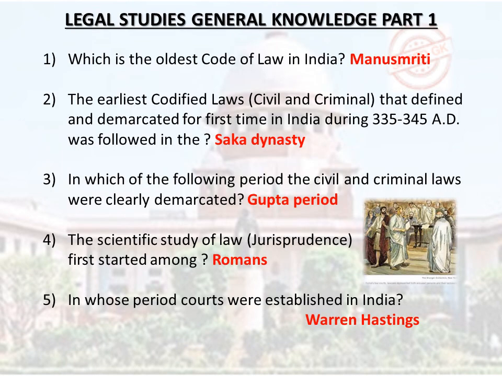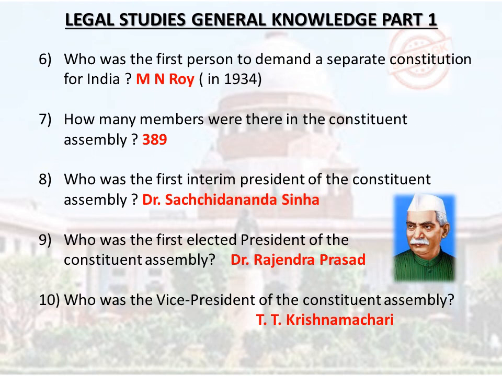Which is the oldest code of law in India? Manusmriti. The earliest codified laws, civil and criminal, that were defined and demarcated for the first time in India during 335 to 345 AD was followed in the Saka dynasty. In which of the following periods were the civil and criminal laws clearly demarcated? Gupta period. The scientific study of law, jurisprudence, first started among Romans. In whose period were courts established in India? Warren Hastings.